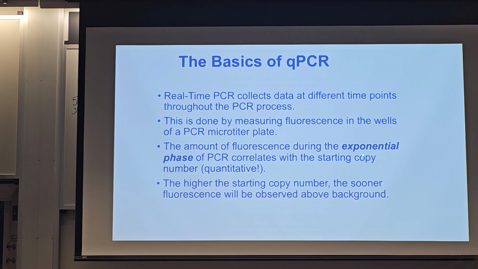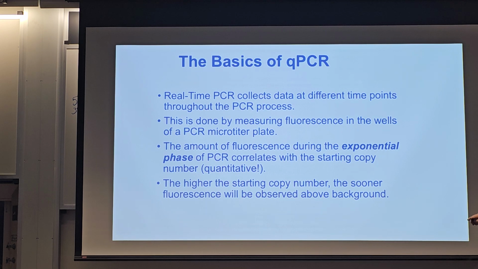The amount of fluorescence during the exponential phase of the PCR correlates with the starting copy number, and that's how we can do that calculation. And so we can get quantitative data from this. The higher the starting copy number, the sooner the fluorescence will be observed above background, right? If you start with 1,000 copies, you're going to get to a point where the instrument can read your amount of product faster than if you start with 10 copies, right? Because remember, we're doubling every cycle. If you start with more, you're going to get to that threshold faster than if you start with less.